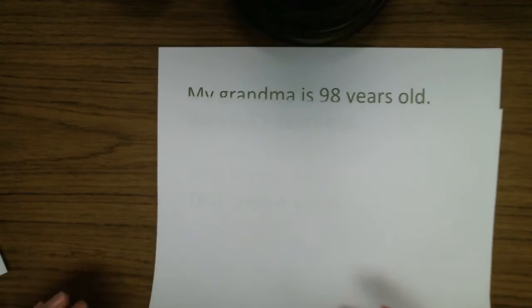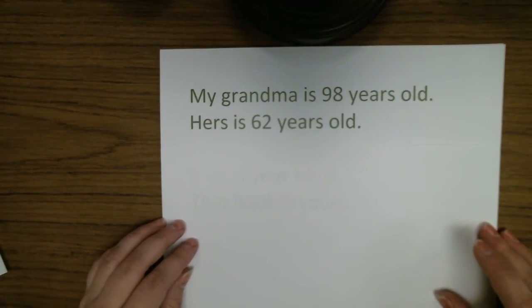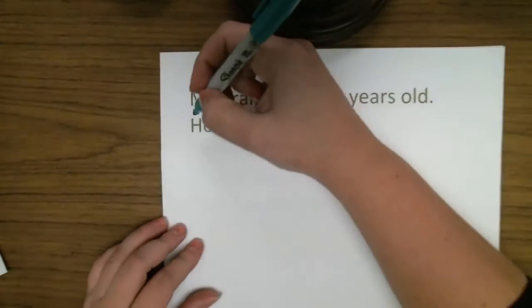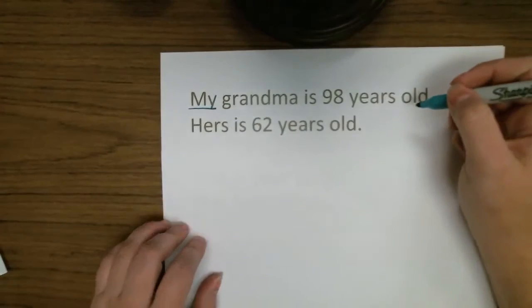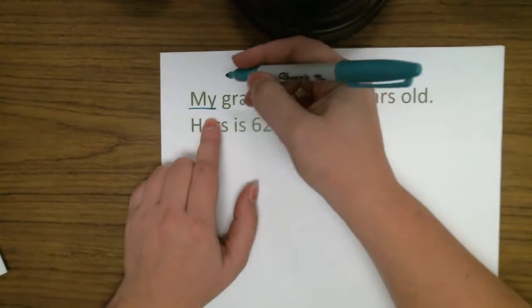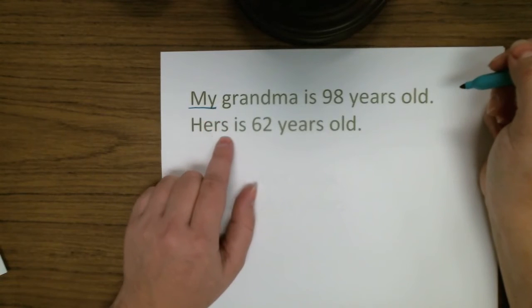Let's take a look at some example sentences. In our first set here, two sentences. My grandma is 98 years old. What would be the possessive pronoun? It would be my. Now, if I didn't use a pronoun here, I would need to say Miss Pasma's grandma is 98 years old. And I would, of course, have that apostrophe S, right?